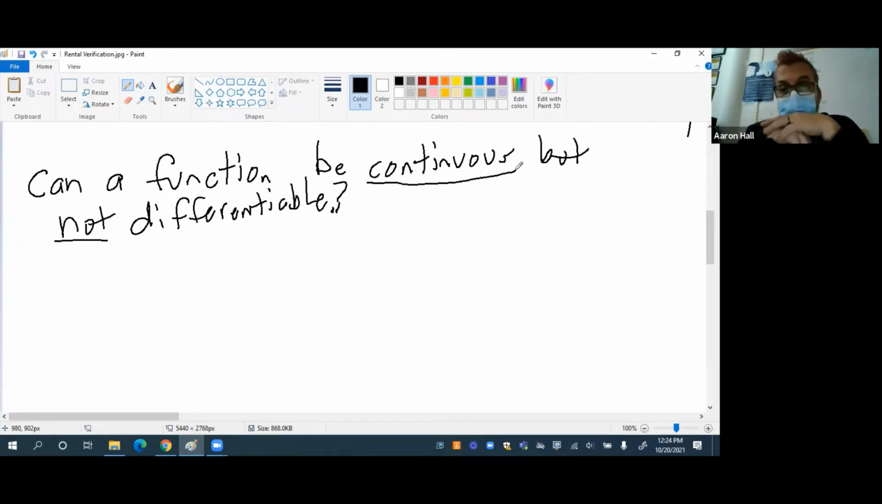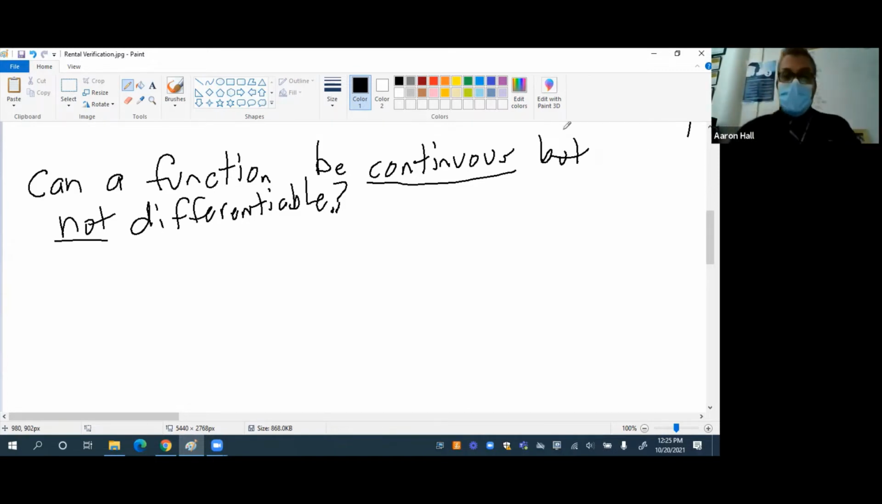Winnie, what do you think? Can a function be continuous but not differentiable? A piecewise. So if I did a piecewise, it might be continuous but not differentiable. Okay. Gabby, I don't know. You have no idea? No idea. Natalie, you say yes? Do you have any examples?